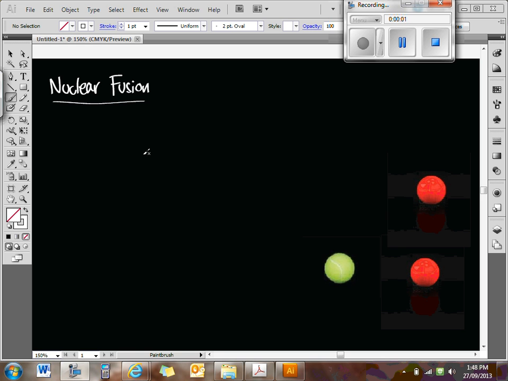This lesson's on nuclear fusion. Nuclear fusion is essentially a process where two small nuclei combine to form a single nucleus.